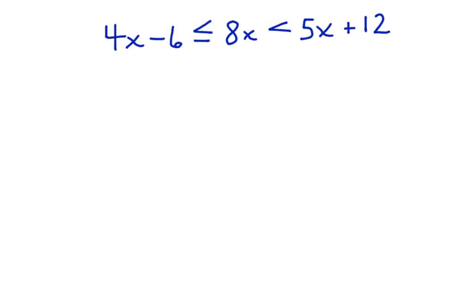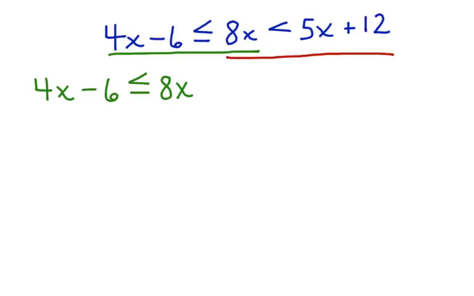We can also solve a compound inequality. Take a look. Here is a long compound inequality. 4x minus 6 is less than or equal to 8x, which is less than 5x plus 12. We need to solve this compound inequality for x. To do this, first we're going to separate out the inequalities. We're going to have an inequality here, underlined in green, and we're going to have another inequality here, underlined in red. Let's solve the inequality in green first.